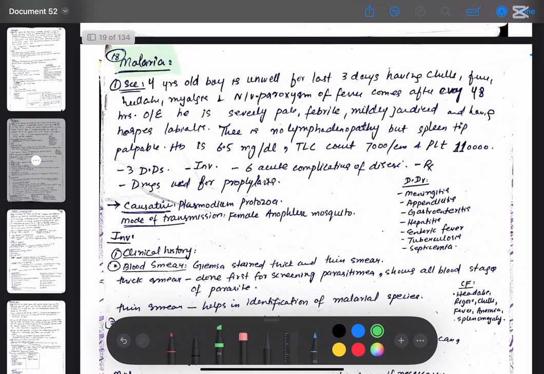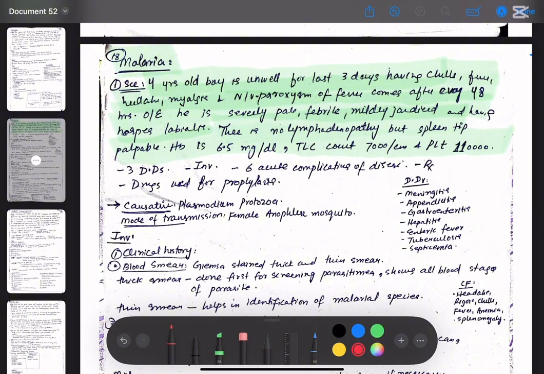We have a 4-year-old boy who has been unwell for the last 3 days, having chills and fever, headache and myalgia, and he has a paroxysm of fever after every 48 hours. On examination he is pale, febrile, jaundiced and has herpes labialis. There is no lymphadenopathy but the spleen tip is palpable, and Hb is 6.5 milligram per dl, total leukocyte count is 7,000 per cubic millimeter and platelets are 11,000.